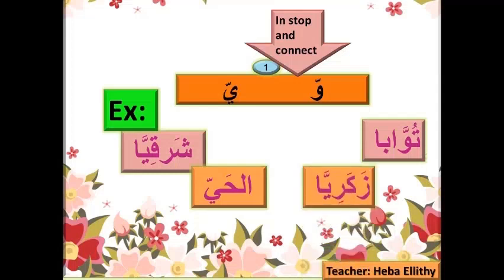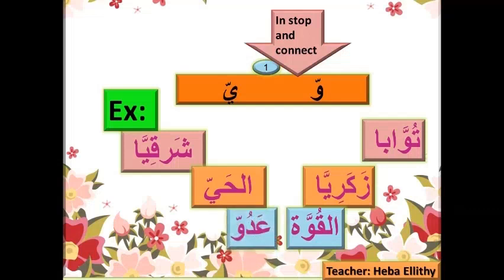Next example here is Zakariyya, Al-Quwwah, Aduww. I have to make the number in the wow shadda and ya shadda, when I stop or when I connect, in both cases. Because if I don't make this number, it will be like one ya or one wow with a stretching in the length.